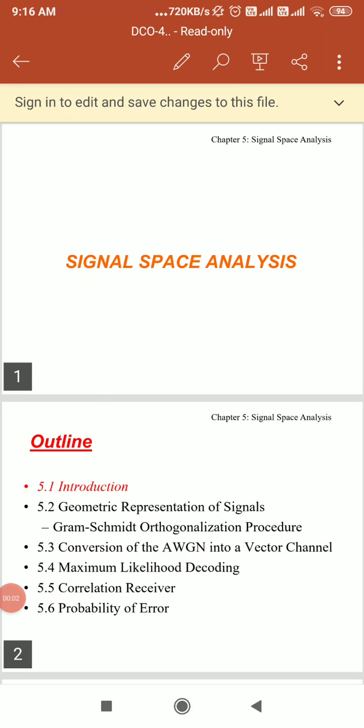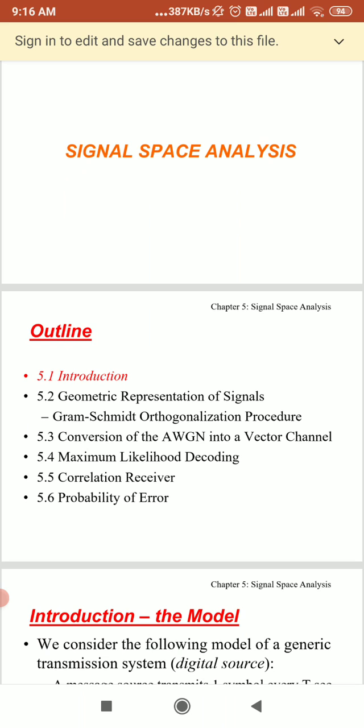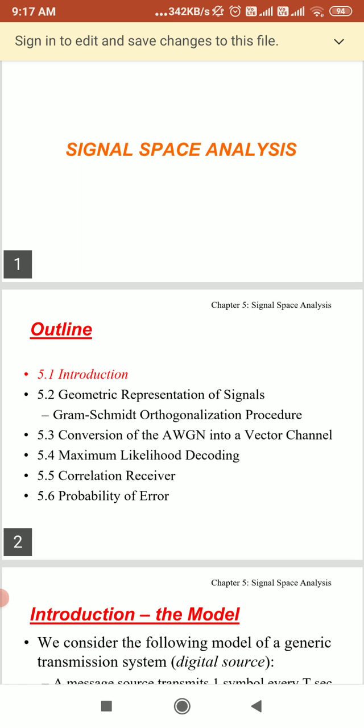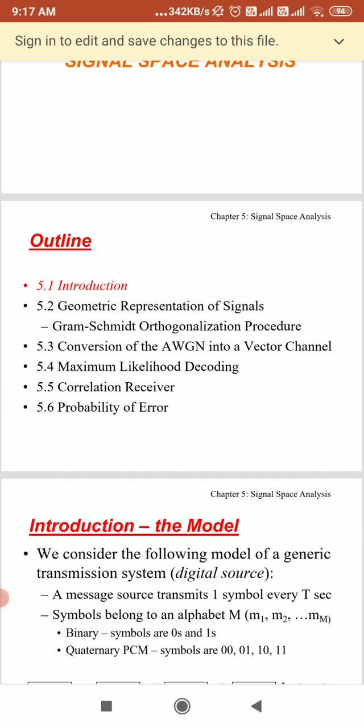Good morning everyone. Here we want to start our fourth unit, that is the baseband receiver, in which we are supposed to study the signal space representation. In that we are supposed to see geometric representation of signal. Then we will see the conversion of a continuous AWGN channel to a vector channel. Here we will see maximum likelihood decoding. Then we see the correlation receiver and probability of error. We will see them one by one.